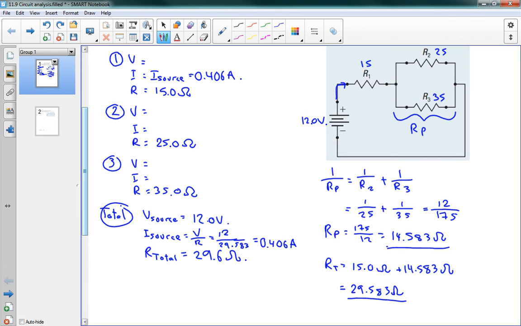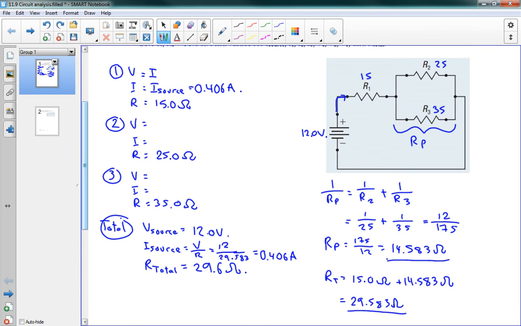And then we can use V equals IR to get the voltage there. So 0.4056 times 15, we get 6.08 volts. So now we've got number one filled out.